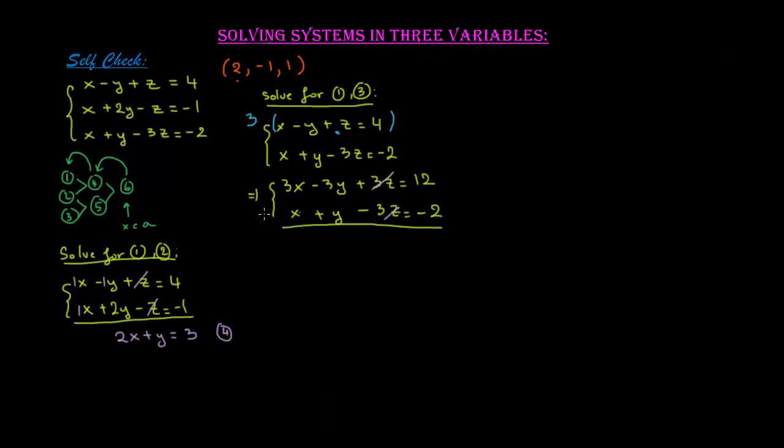Then when we add them together, z will be cancelled out. 3x plus 1x gives me 4x. -3y plus 1y gives me -2y, equal to 12 minus 2, which gives me 10. And this is my 5th equation. So my next step is to solve for 4 and 5.